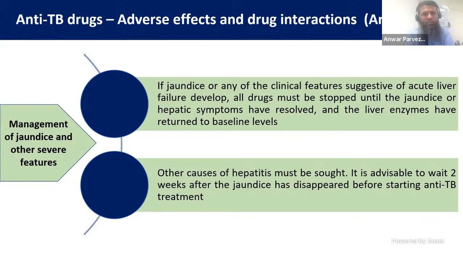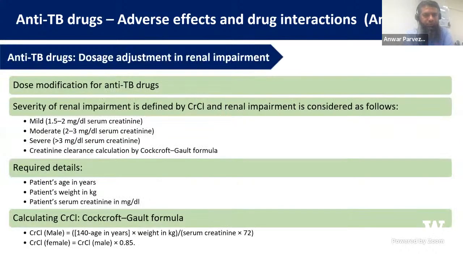We usually wait at least 2 weeks after the jaundice has disappeared before starting anti-TB treatment in those patients. For patients who have renal impairment, don't just look at the serum creatinine levels, but also look at the creatinine clearance, which is calculated using the Cockcroft-Gault formula. You can look at this formula at the bottom of the slide and calculate.